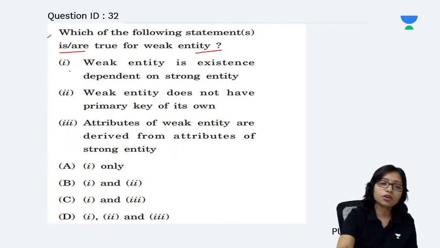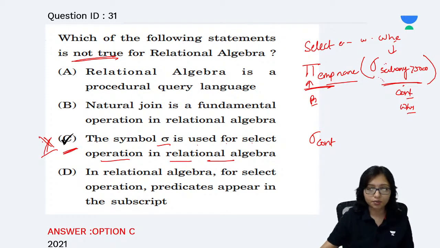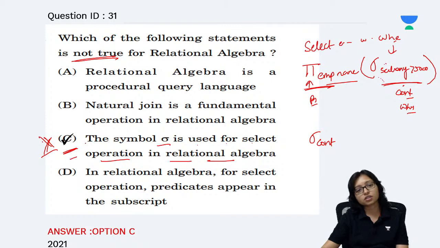The previous question, I already told. The previous question is correct, this one is wrong. This one is not true. That is correct. In the previous question, relational algebra is a procedural language. Natural join is the fundamental operation. Relational algebra select operation, predicates appear on the subscript.